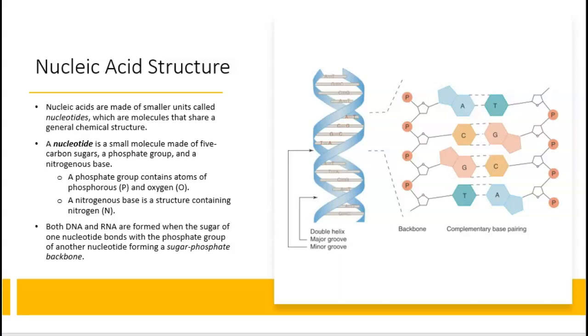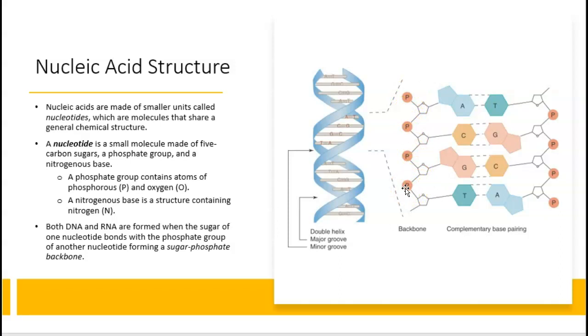A phosphate group contains a phosphorus, right? Phosphate, phosphorus, and oxygen. In our picture, it is a part of the backbone, and it is the little circle. It's kind of an orangey peach color in my picture, with the little P in it, right? That's the phosphate group.